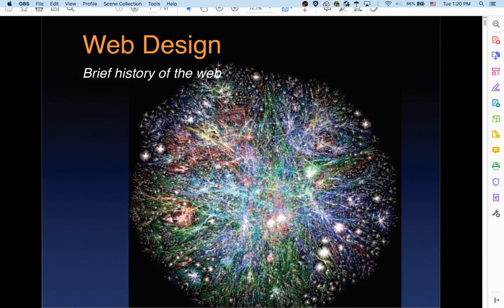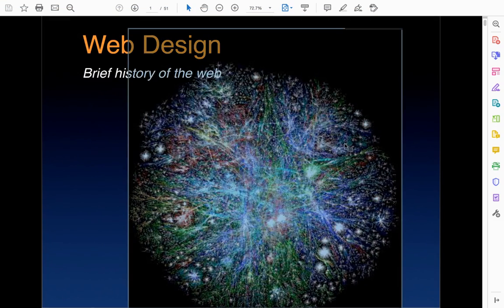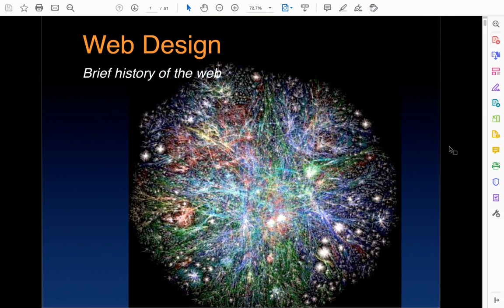All right, let's briefly talk about the web and its history. All these interlinked computers and servers and massive cloud servers are an incredible tool today. It wasn't always like that. So let's take a look at its history.